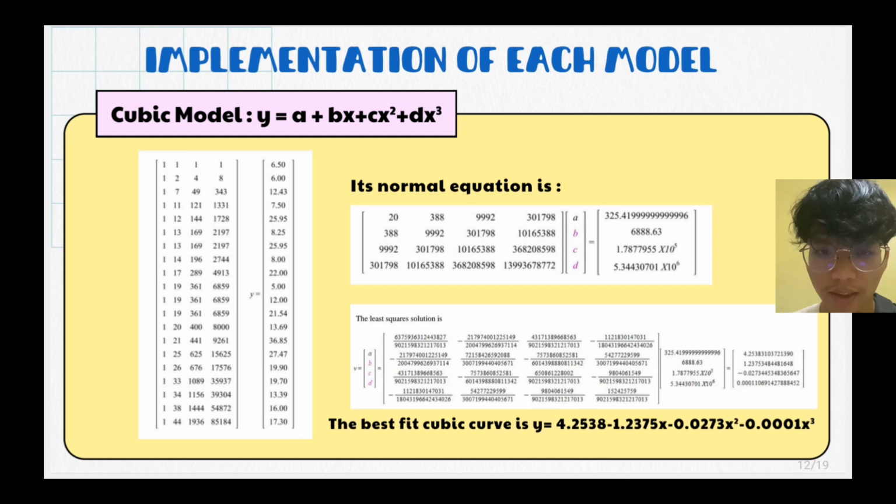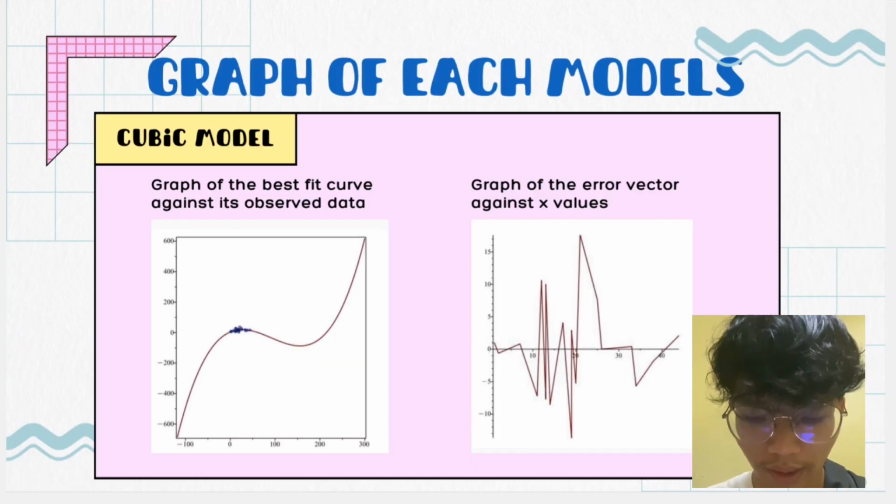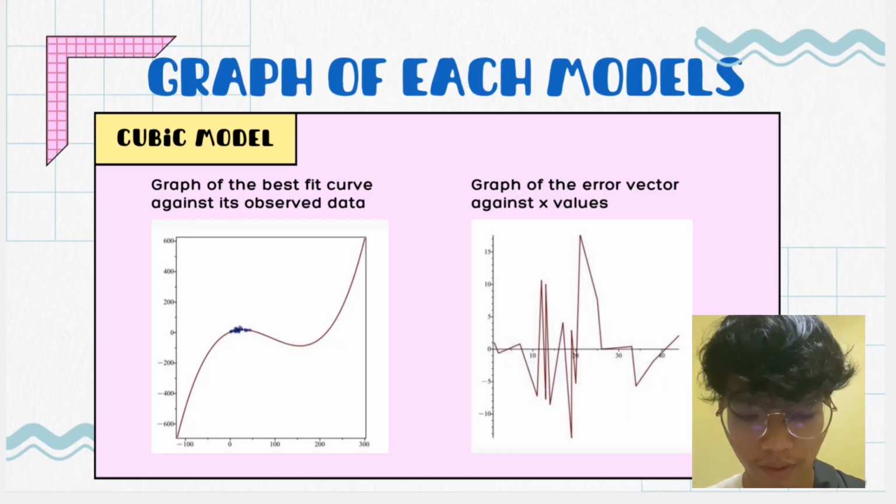For the cubic model, y is equal to a plus bx plus cx squared plus dx cubed. The normal equation consists of the matrix, free variable, and the answer. You also have a least square solution. You also have the best fit cubic curve. You also have the error vector and the magnitude of error.